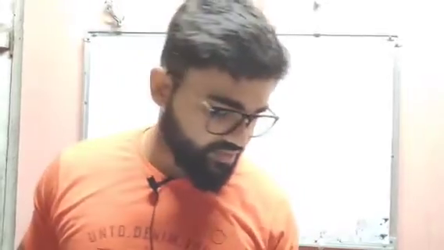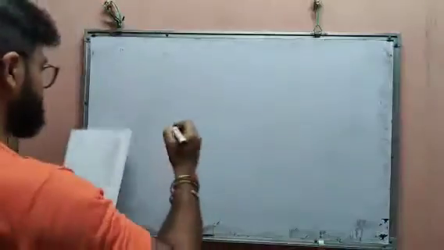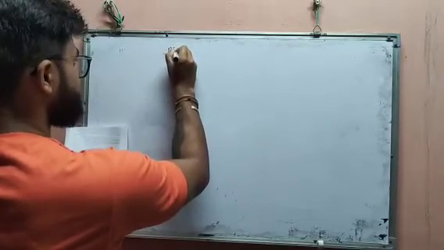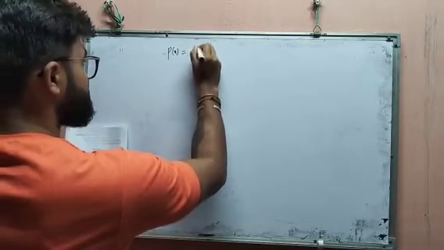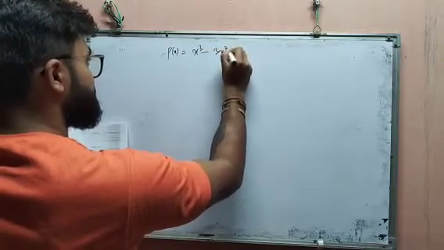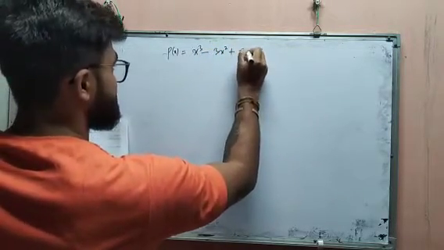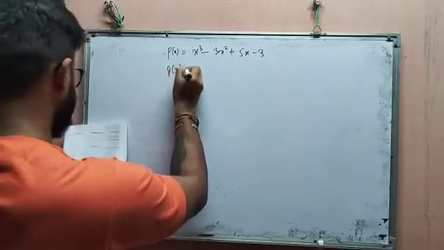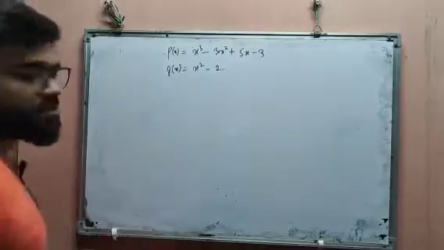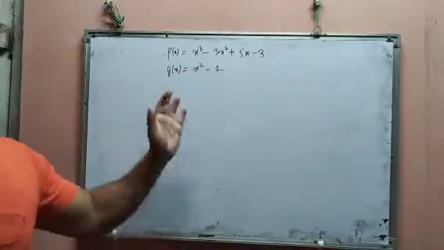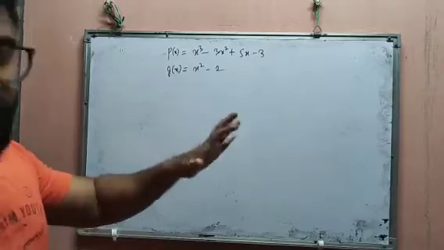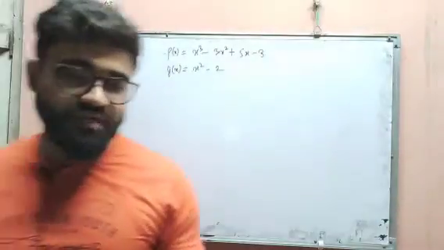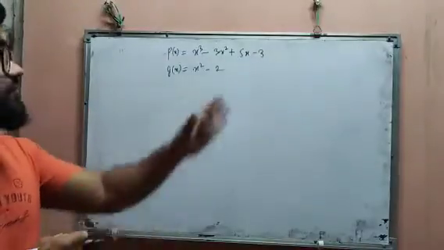Suppose we are given a question. p(x) is given as x cube minus 3x square plus 5x minus 3, and g(x) is x square minus 2. So the question asks: divide the polynomial p(x) by the polynomial g(x) and find the quotient and remainder. That is, we need to find q(x) and r(x).